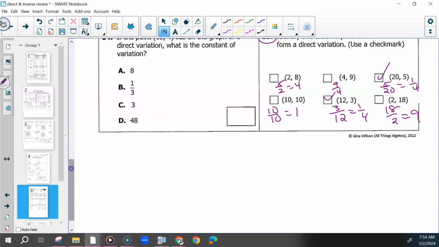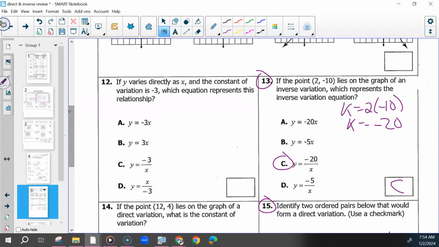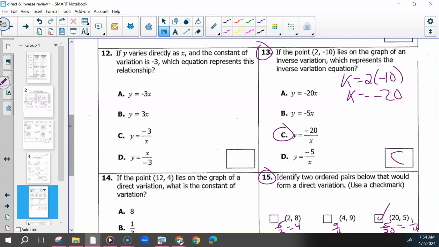Number 12. If y varies directly as x and the constant of the variation is negative 3, which equation represents this relationship? So we know it varies directly, direct variation, and we know our k value, the constant of variation, is negative 3. Which of these would represent a direct variation with a constant of negative 3? Which one did you say? B wouldn't be a negative, but A would.